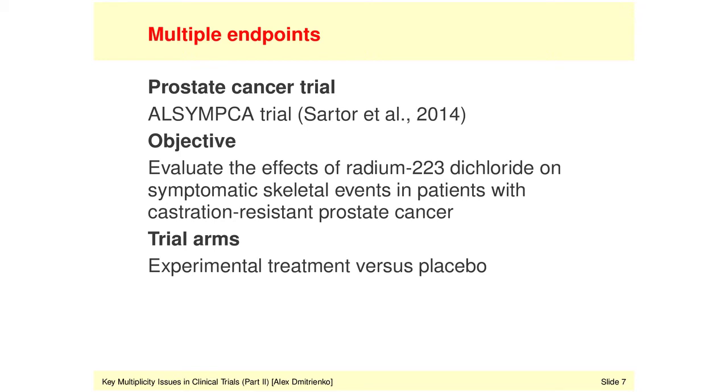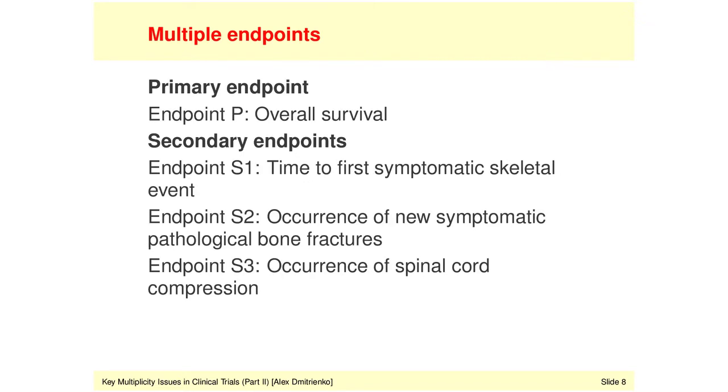So looking very quickly at the information presented on the slide, the objective of this trial was to evaluate the efficacy as well as safety profiles of a novel treatment in patients with castration-resistant prostate cancer, and there were only two arms included in this trial, experimental treatment versus placebo, and therefore this is not a source of multiplicity. Multiplicity was induced in this trial by the analysis of a single primary endpoint and three secondary endpoints.